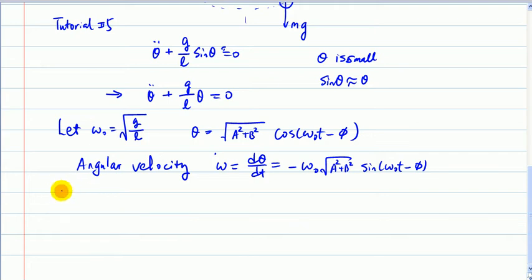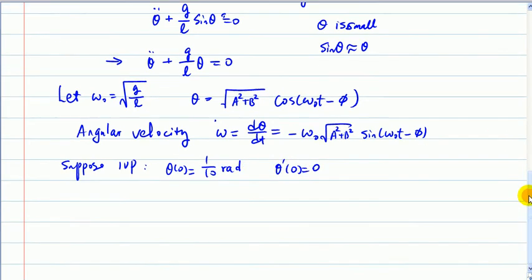Now suppose we have some initial conditions here. Suppose our initial value is theta of 0 equal to 1/10 radian, and the initial velocity is 0. Let's say L is equal to 5 meters. The gravity constant, of course, is 9.81 meters per second squared.